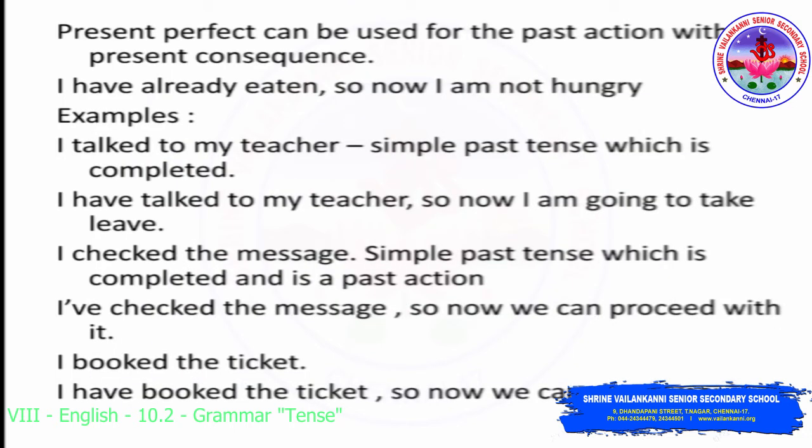Okay, now we'll see the difference between present perfect and past simple, or simple past tense. Now listen, what is present perfect? Present perfect can be used for a past action with present consequences. It's talking about a past action with present consequences. For example, "I already ate," which is a complete action from the past. Now if I say "I have already eaten," so now I'm not hungry.